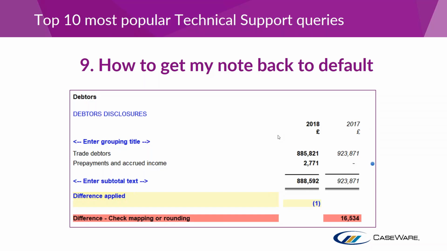And what CaseWare has throughout are these cross checks to say, okay, that debtors balance there of 923,000 must agree to the statement. In this case, it's telling me that it doesn't agree to the statement and it's out by that 16,000. So what we can do in some cases is go back to default. If we've done something to a note and we're not too sure what's not working or why, sometimes it's just safer to go back to the CaseWare default.